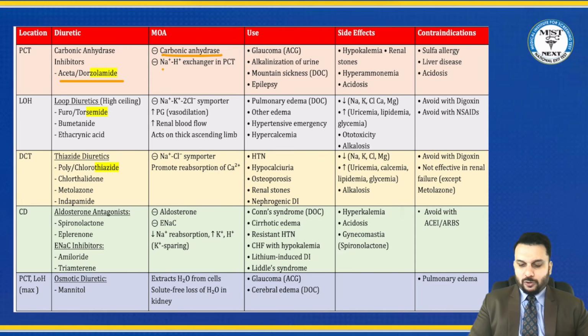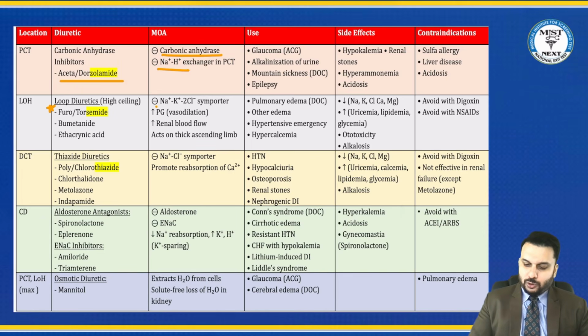They block one channel called sodium hydrogen exchanger in the PCT. Okay, the most important use where they are used is mountain sickness, which they keep asking in the exam. All right. Next, if we go into the loop diuretics, the most important guy is furosemide, the brand called Lasix.